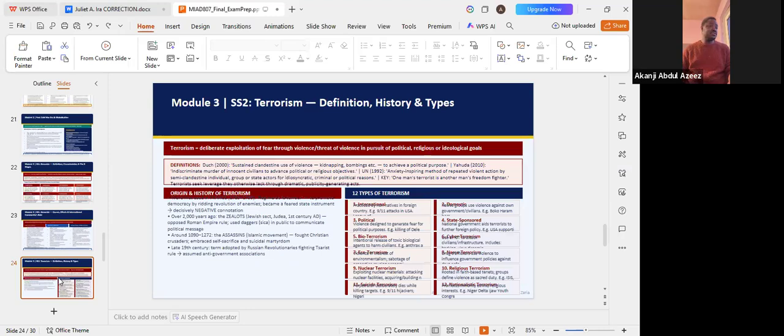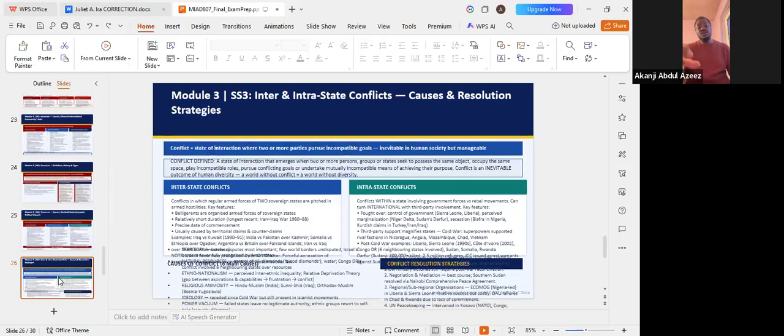Terrorism is there also. Although I rushed through it in my slide, if you open the slide and look at it well, you will understand. So I'm going to cut off this recording and stop the recording.